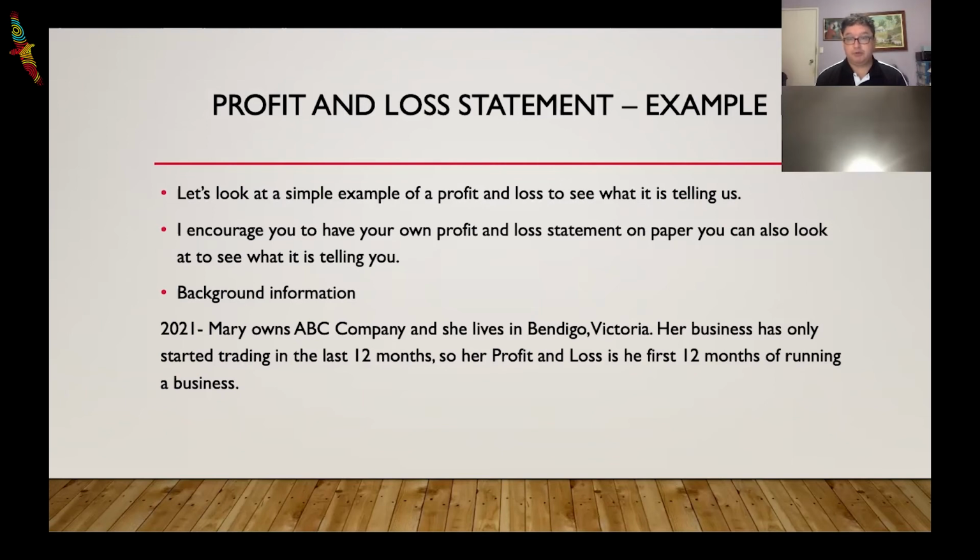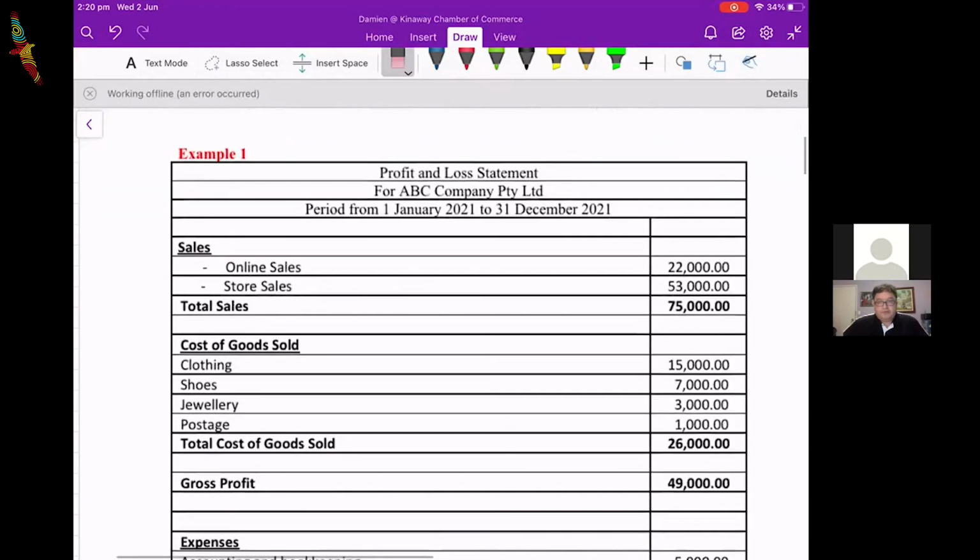So the background information for the one we're going to use for the example, in this example 1, is the year is 2021. Mary owns ABC Company and she lives in Bendigo, Victoria. Her business has only started trading in the last 12 months. So her profit and loss is her first 12 months of running a business. That's pretty important. Okay, so this is our first example, and let's look at the important things that we need to look at here.